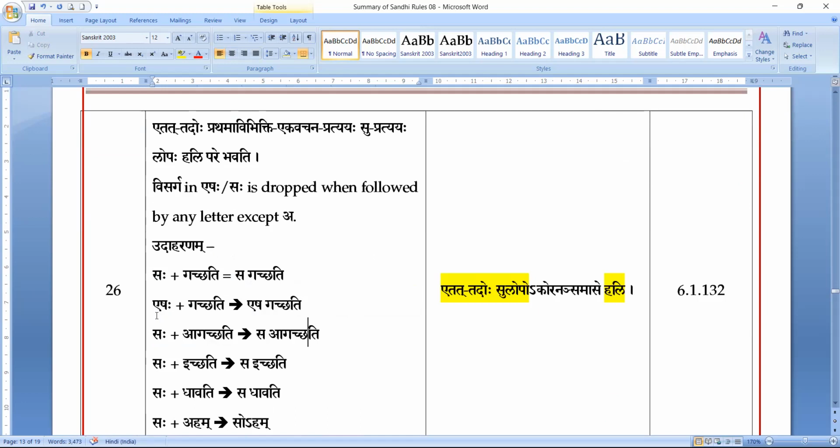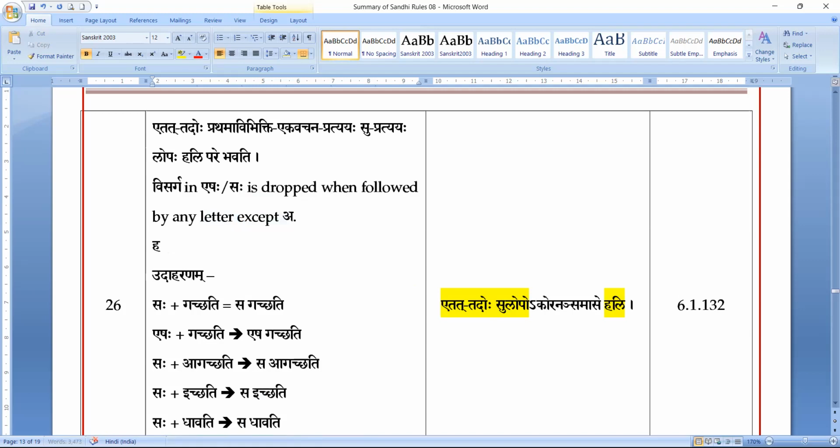Visarga dropping happens mandatorily for Etat Shabda and Tat Shabda when followed by Hal. Whereas when followed by Ach, it happens by optionality: akara coming in that place and then dropping. When akara is there, what will happen? It will not drop. That will be replaced by ukara. That is why I have written here, except. Okay. So, still not clear.